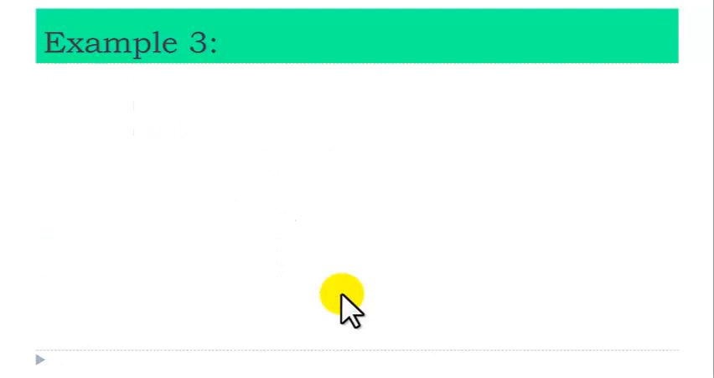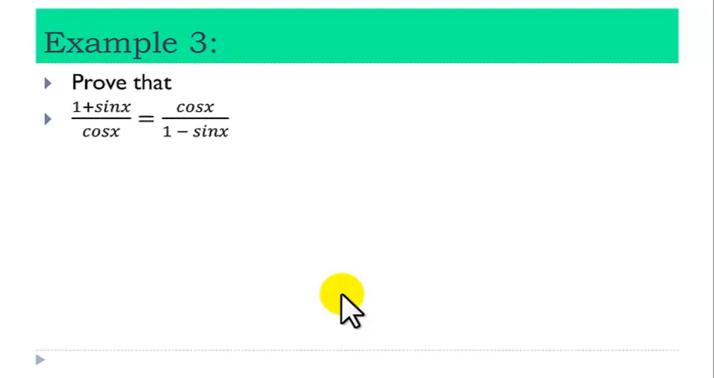Example 3. Prove that 1 plus sine x all over cos x is equal to cos x all over 1 minus sine x. Proof. Let us start with the left hand side.